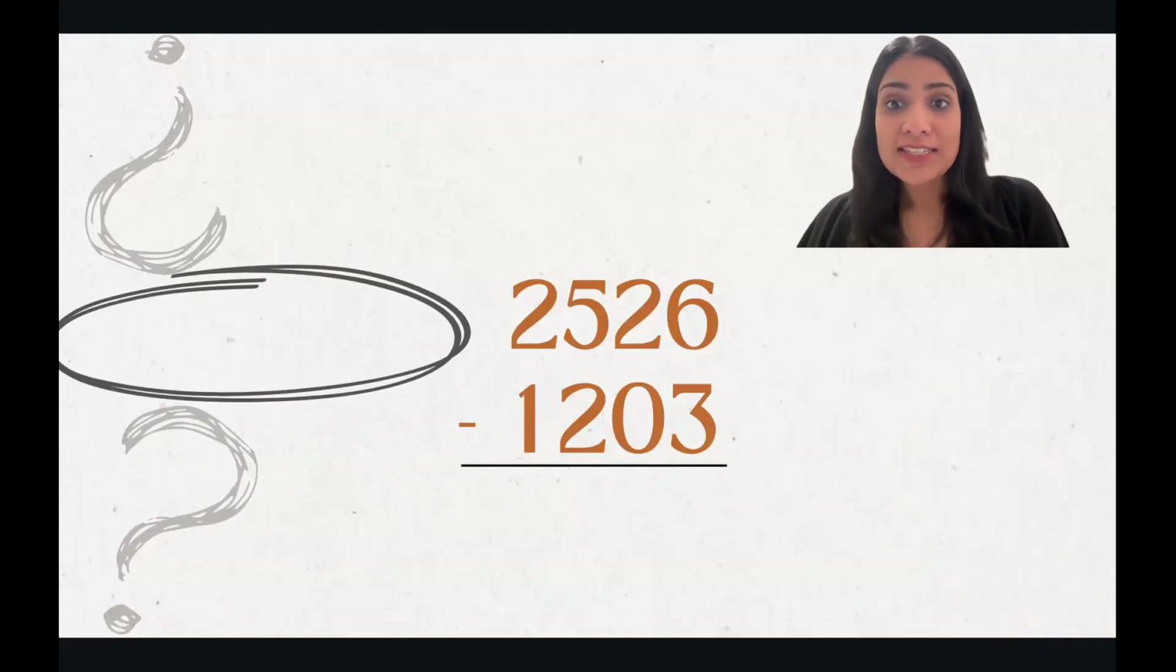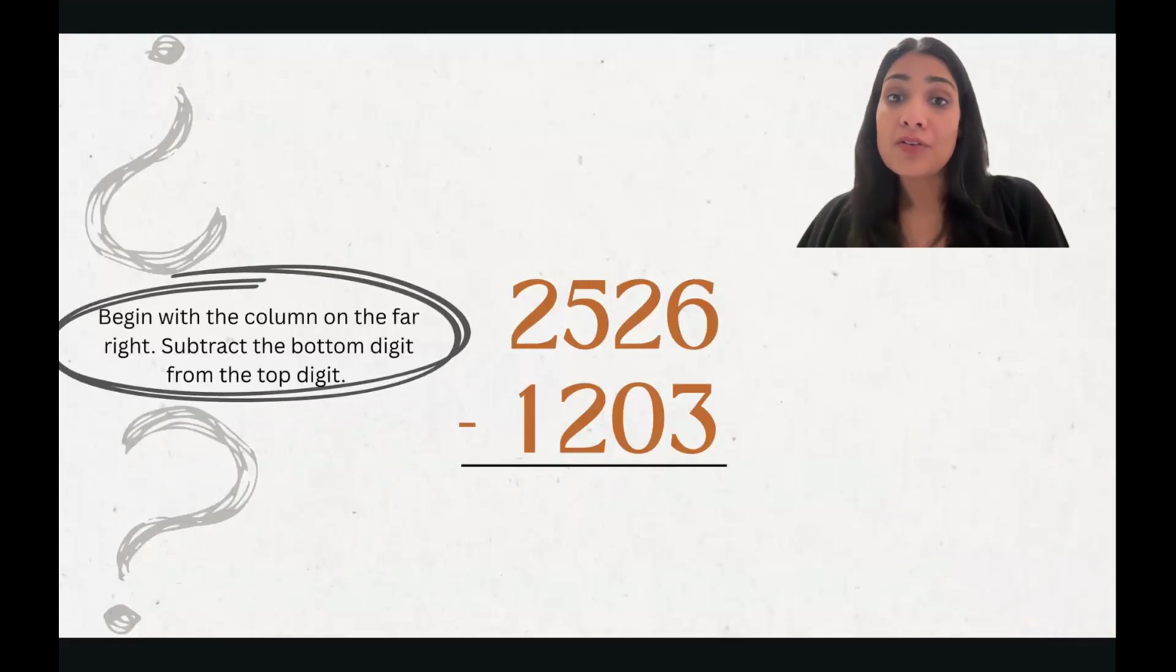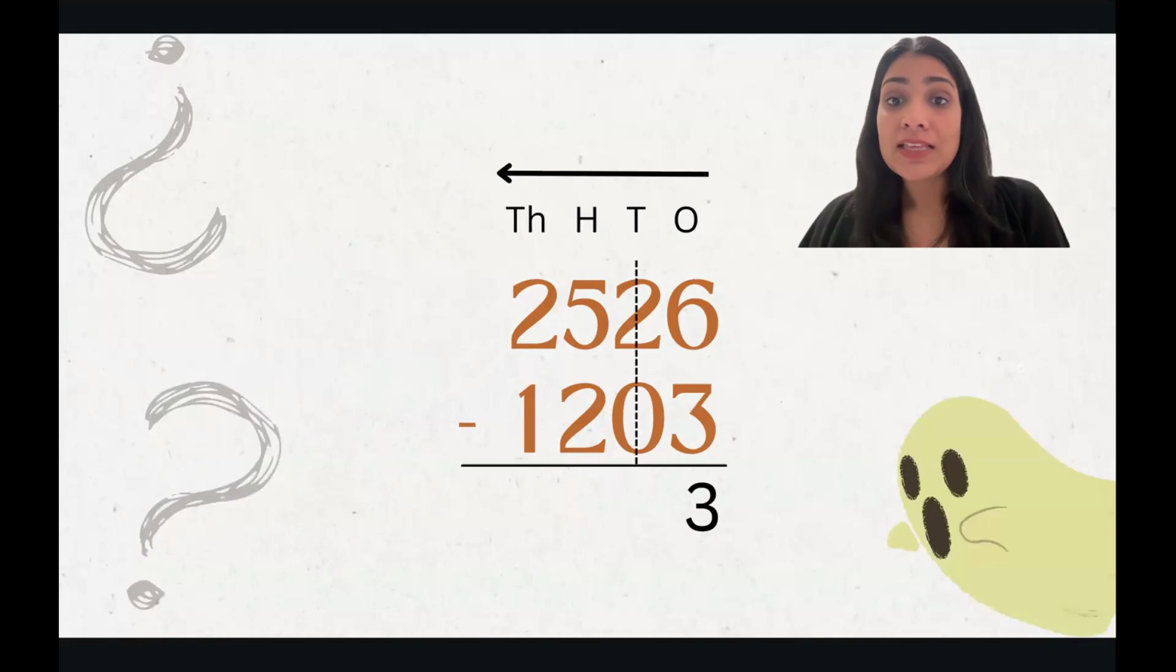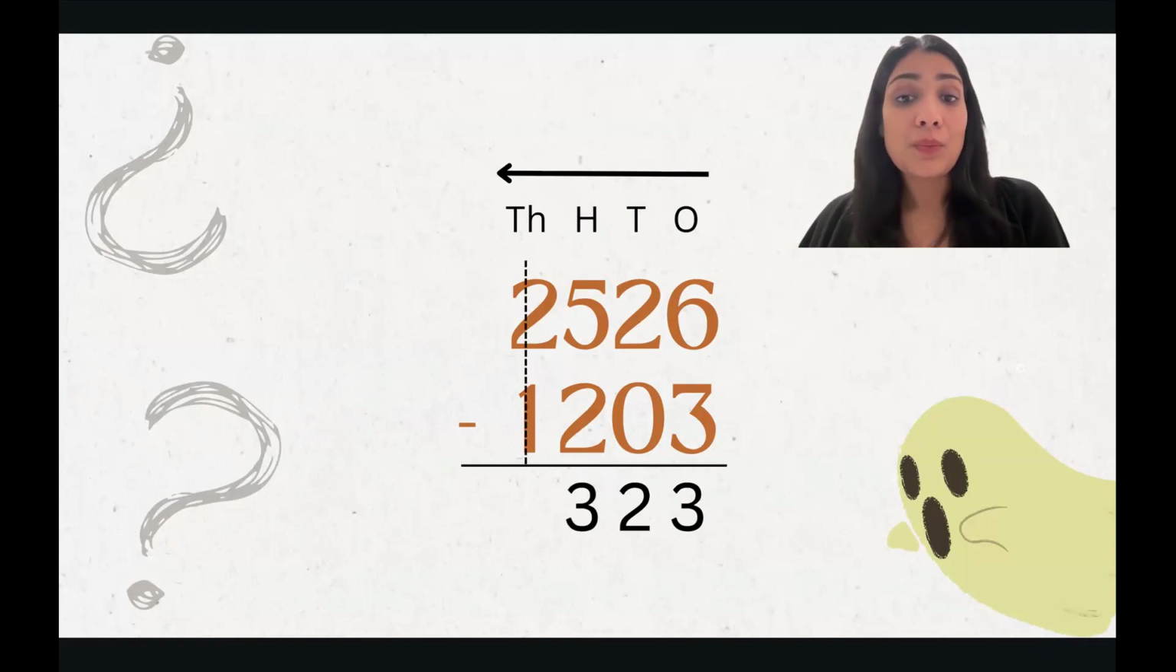Okay. So next step would be to start solving. Please always remember we always solve the column from right to left. So we'll start with our ones column first. 6 minus 3 will be 3. 2 minus 0 will be 2. So in hundreds column, 5 minus 2 will become 3. And in thousands column, 2 minus 1 will become 1. So we solve each column by column going from smallest place value to the highest place value.